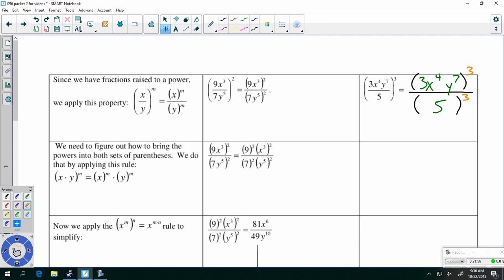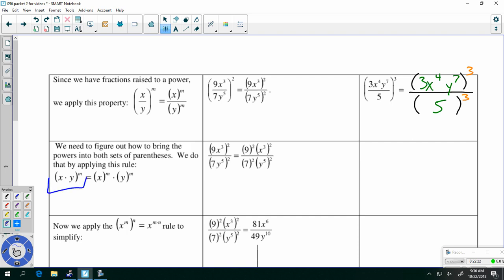Okay, next up. We need to figure out how to bring the powers into both of our sets of parentheses. We do that by applying this rule, x times y to the m. Take a look. Right in here, up on top, you have 3 times x to the 4th times y to the 7th, all raised to a power. And so that is multiplication inside of parentheses with a power on the outside. And of our 5 properties, only one of them fits the bill.